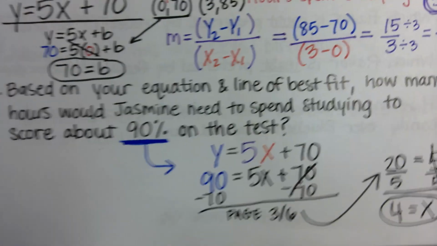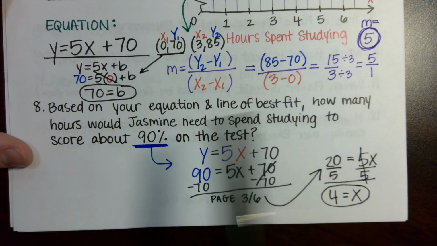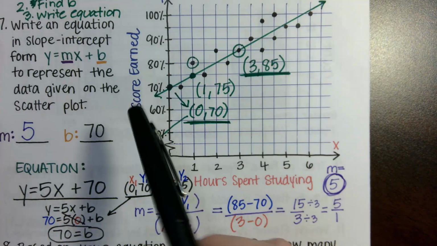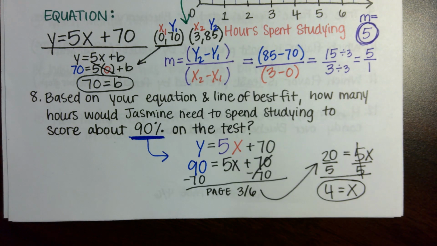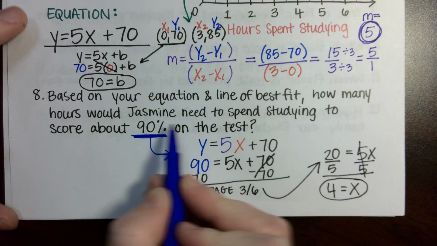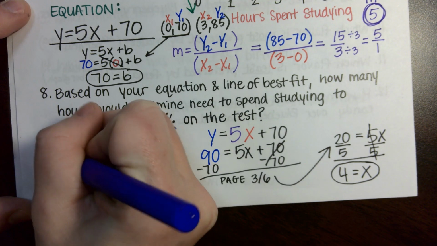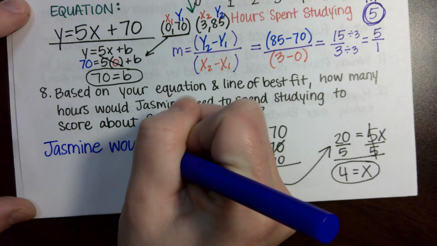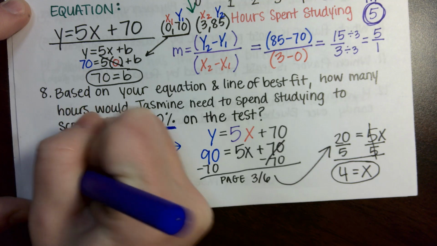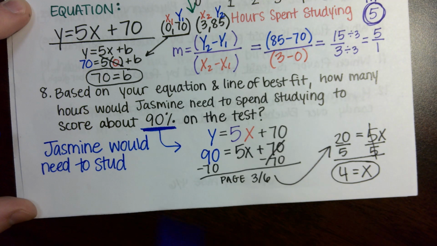Yes. That's going to answer our question here, which is how many hours would Jasmine need to spend studying to get a 90%? According to our data, she would need to study about 4 hours. So I want you to write that answer, not just x equals 4. We need to answer how many hours she needs to spend studying. So I would say Jasmine would need to study for 4 hours.